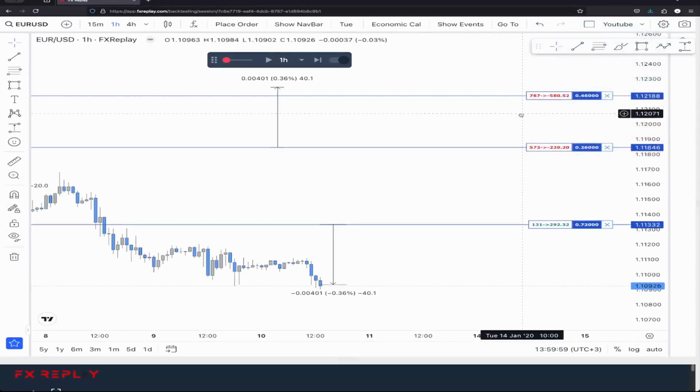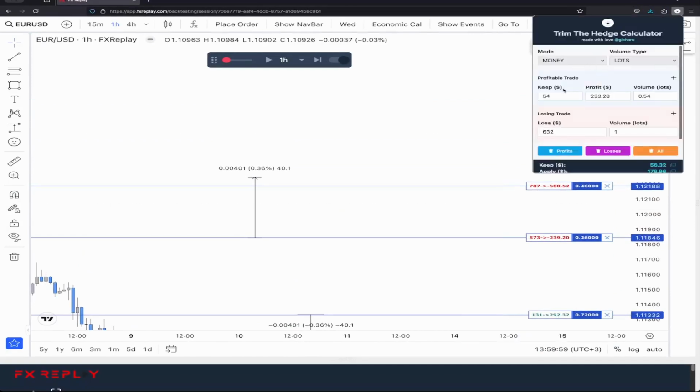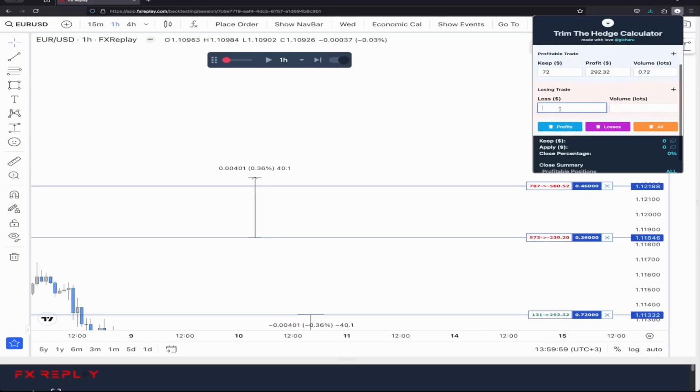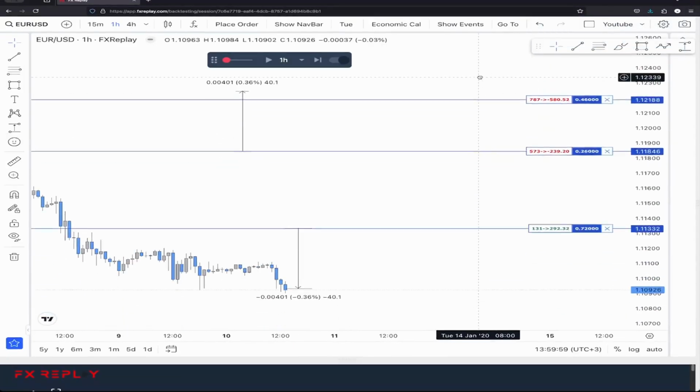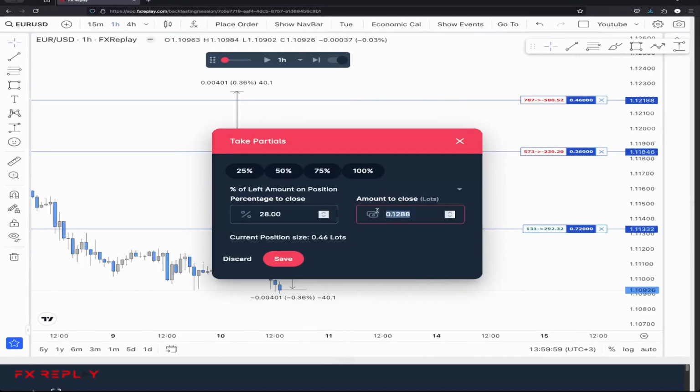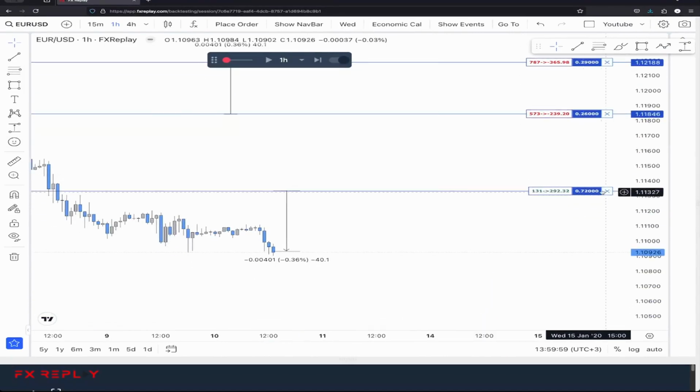Go to a calculator. Let me drag this down so that you can keep track of the numbers. I'll clear everything. We're keeping $72, if you remember, $292 in profit, actually 292.32, and we have 0.72. And then for the loss, we have 580.52, and our volume for that trade is 0.46. It's telling us to close 0.17 lots. Copy that, go to the losing position, close it out partially, and then I close 100% of this.